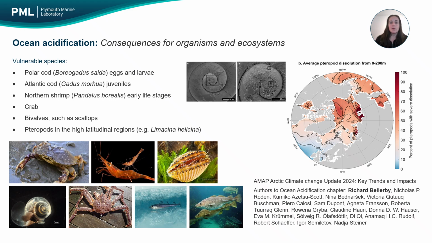I'm not going to go into detail, but there's an example here from Nina Bednasek's group, which shows that you can use pteropods, which are these small free-swimming snails with calcium carbonate shells. These pteropods actually start to dissolve in different levels of aragonite saturation state, and we can map where that severe dissolution starts to occur in the Arctic Ocean today. And you can see that we are expecting over 50% of the population of pteropods to have severe dissolution of their shells, even in today's conditions.